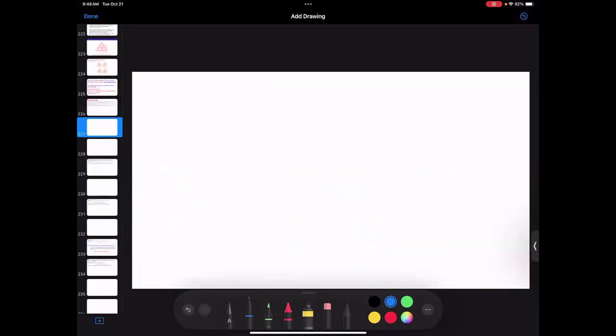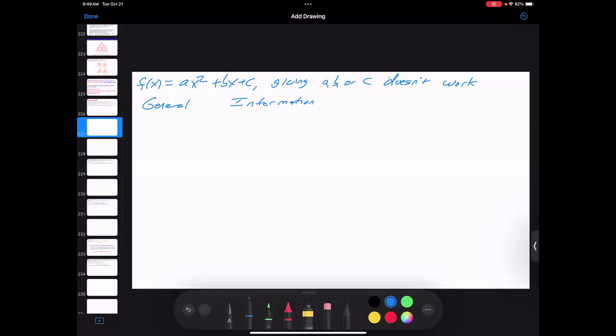So we have f of x equals ax squared plus bx plus c. Giving A, B, or C doesn't work. So any thoughts about what information we might give the different generals? What should we give general 1? Any thoughts of what information we could give general 1?